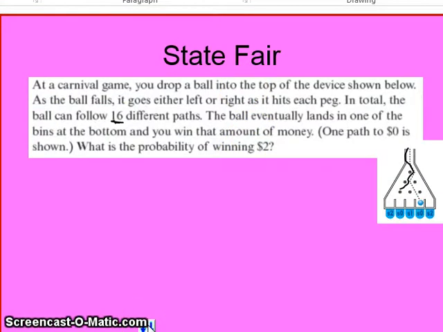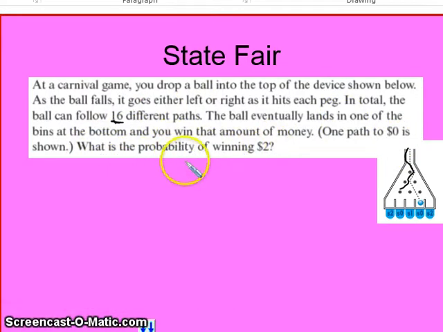At a carnival game, you drop a ball into the top of the device shown below. As the ball falls, it either goes left or right as it hits each peg. In total, the ball can follow 16 different paths. That number tells us how many possible outcomes we have. The ball eventually lands in one of the bins at the bottom, and you win that amount of money. One path to $0 is shown. What is the probability of winning $2?